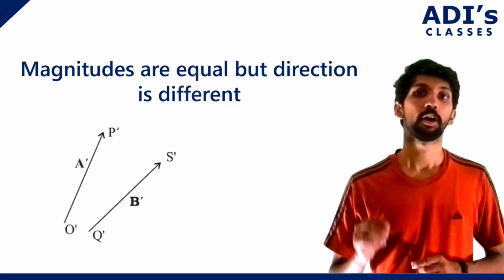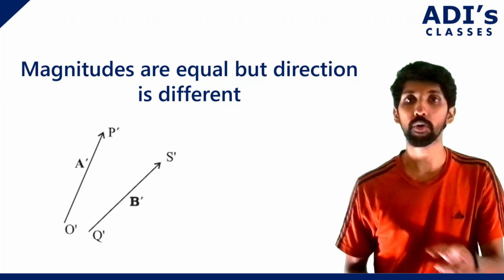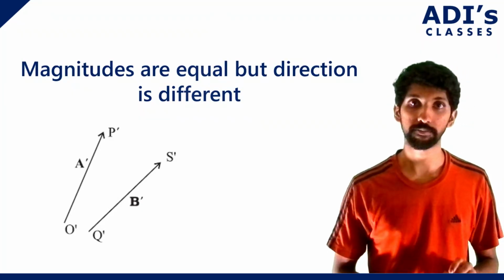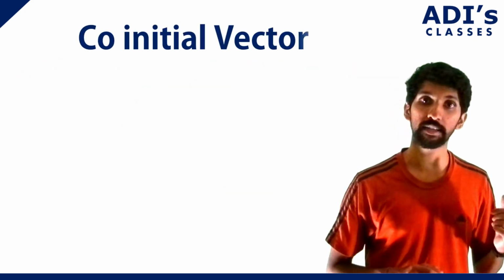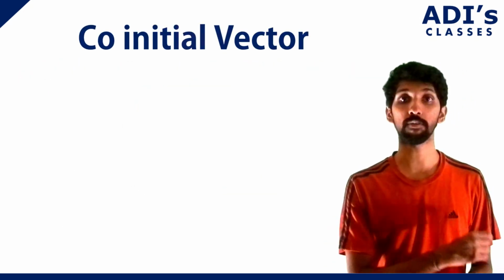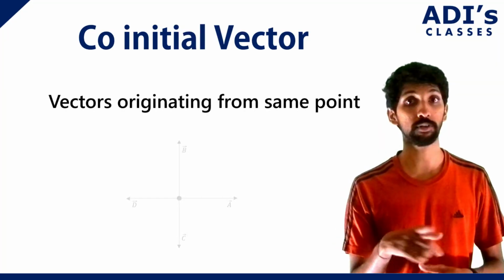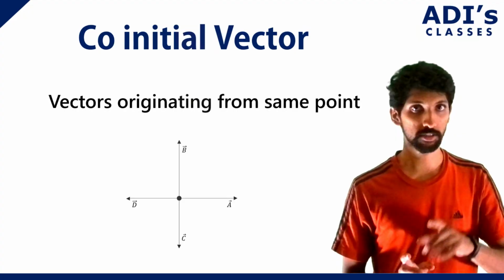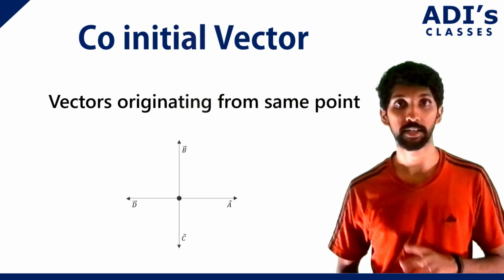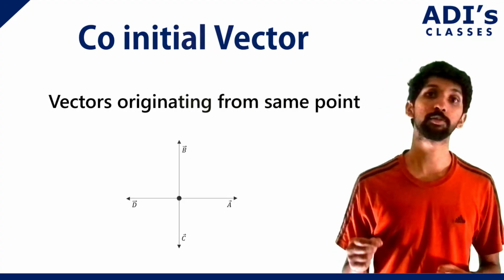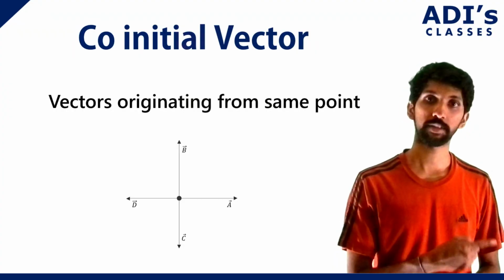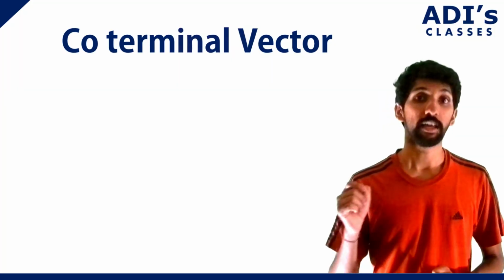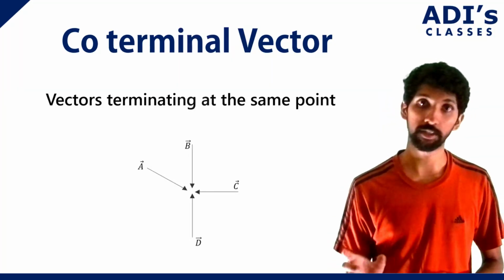Next you have co-initial vectors. Co-initial means both of them should have the same starting point. As you can see here, vector A, vector B, vector C, vector D, all four are co-initial vectors because all four have the same initial point. Next, co-terminal vectors. Co-terminal means all of them terminate at the same point. See vector A, vector B, vector C, vector D, co-terminal vectors.